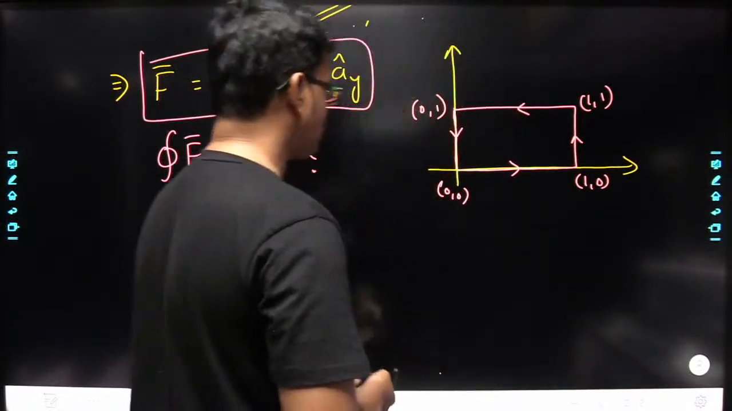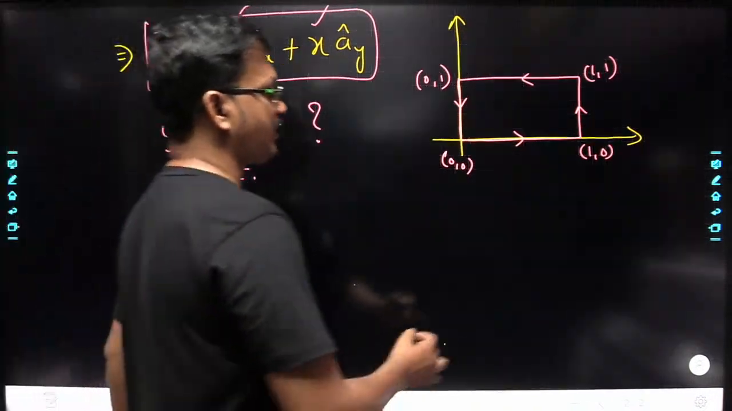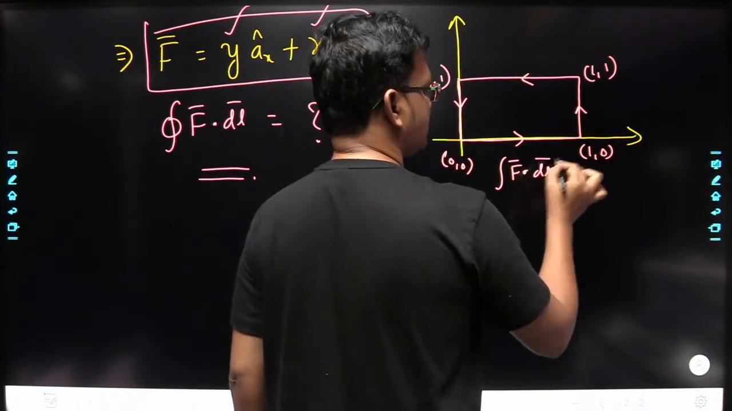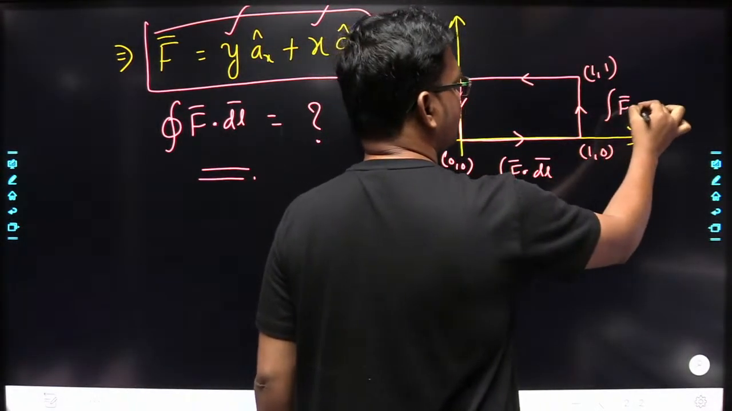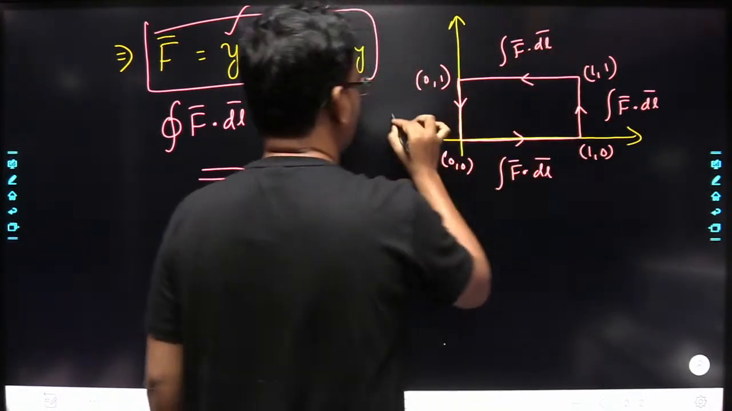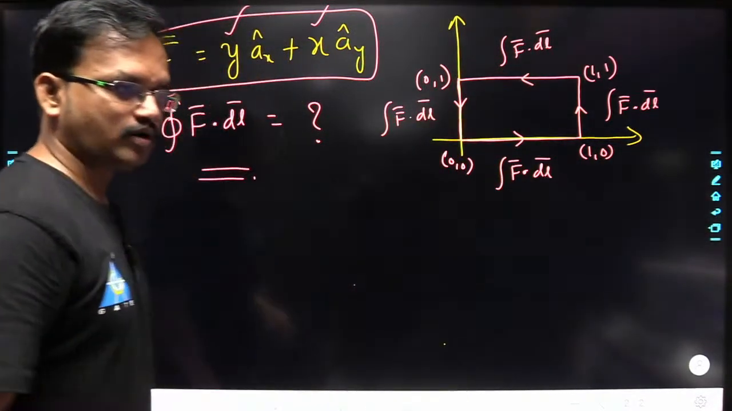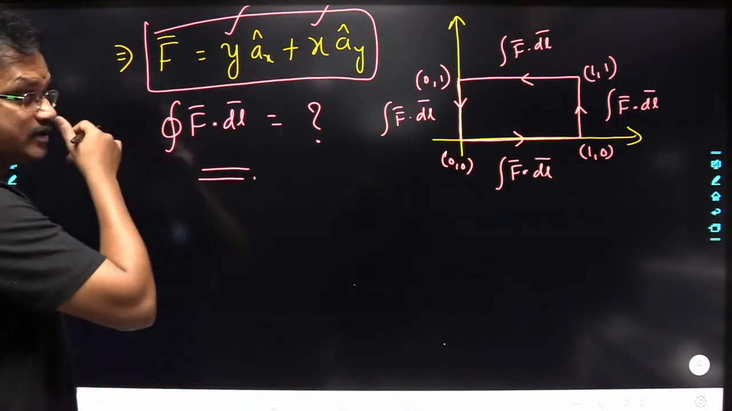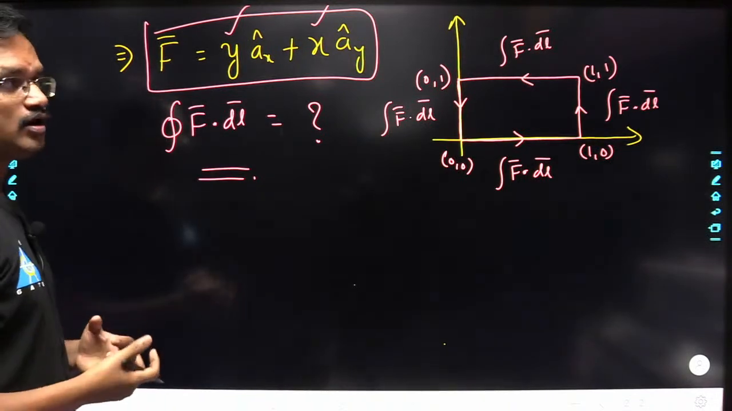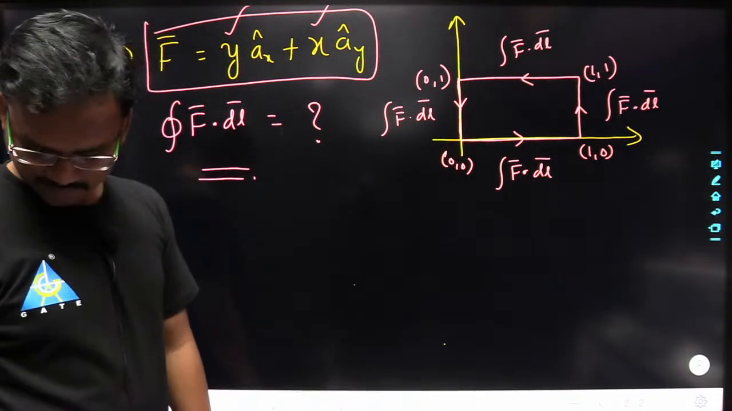What you have to do is follow the same procedure here. You have to determine F bar dot dl bar over this length, over this length, over this length, and over this length, and add up all of these in order to get the circulation of the vector field around this closed loop. For this problem you will get not equal to 0. So try this one.